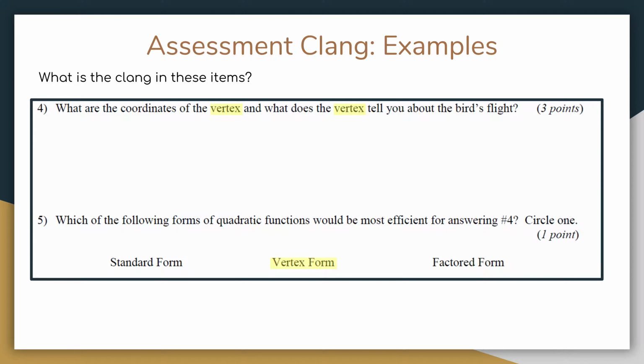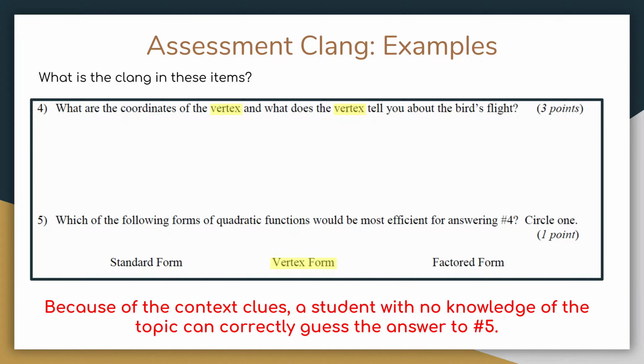You've probably noticed that the word vertex appears twice in number 4 and is one of the answers in number 5. This means that you can actually answer number 5 without knowing the content. And because of those context clues, a student with no knowledge of the topic can correctly guess the answer to number 5. This assessment clang means that number 5 will overrepresent what students know.